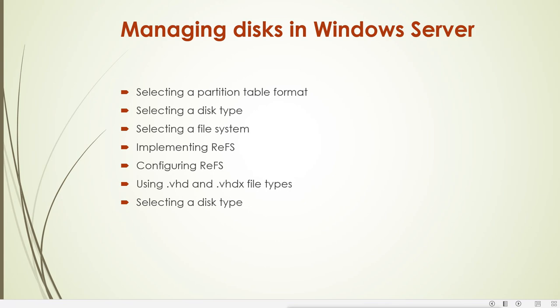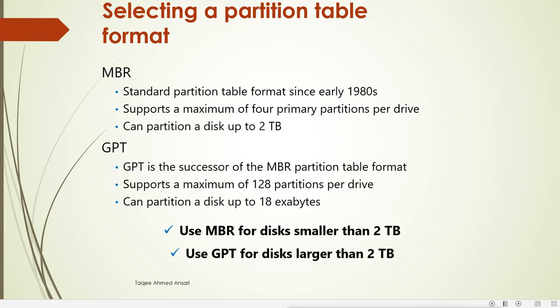Selecting the partition table, selecting the disk type, selecting a file system, implementing ReFS, configuring ReFS, and then using VHD also. Now first, selecting the partition type. When it comes to selecting the partition type or partition table format, we have two options: MBR and GPT. And there is a difference between these. Basically, MBR is an old partitioning format, and GPT is the new one.